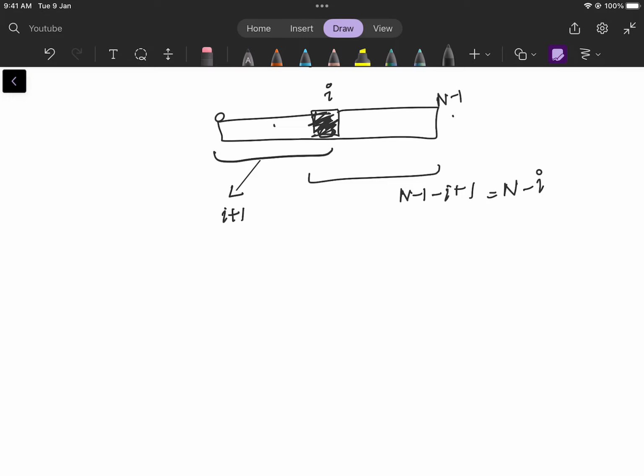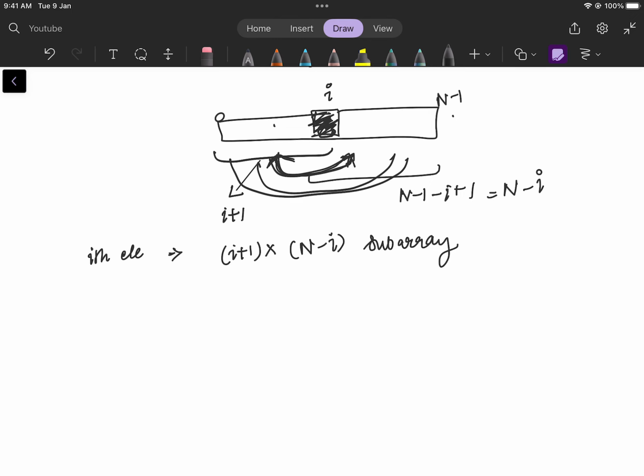So what will be the contribution of the ith element? The ith element's contribution is i plus 1 on this side, and any of these elements can be taken as a starting point and one here as an ending point. How many combinations can it make? You can find the product. The ith element will be part of that many subarrays, with some index starting here, ending here, starting here, ending here. So starting here, ending at all the indexes. You can say it is a property of product, so we are taking the product.